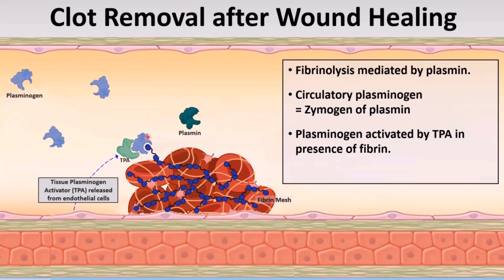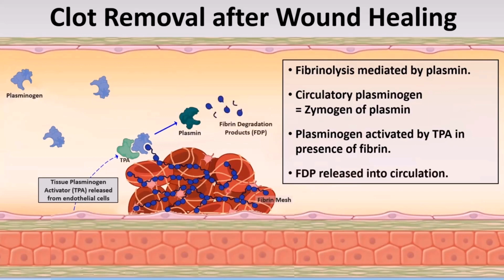And after plasminogen is activated into plasmin, that is when it can start chewing up your fibrin mesh, and all the fibrin degradation products will be released into the circulation. And that's how clot removal happens.